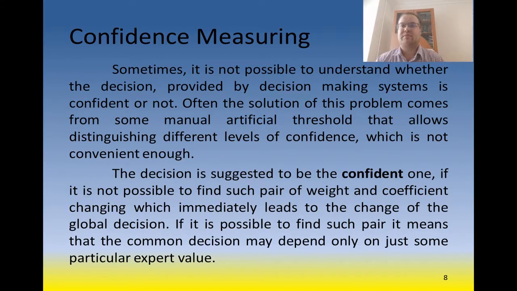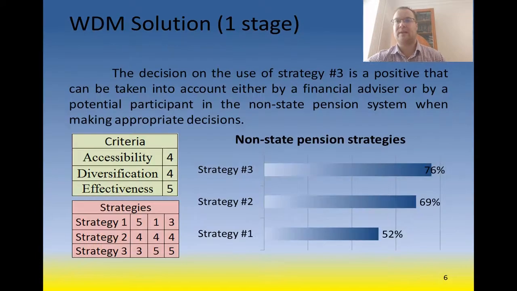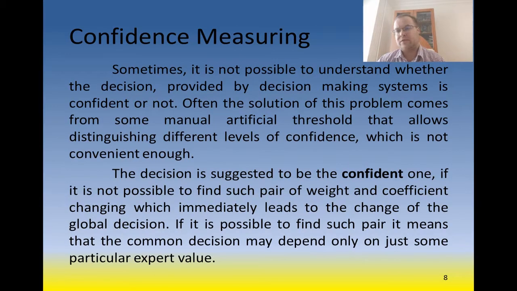Confidence measuring is something new that we applied additionally to the WDM method to estimate if the decision being made is good enough. If you look at this result, 76%, 69%, it's not clear whether this difference of 7% is big or not, if it's a confident decision in favor of strategy number 3 or not. Commonly, there is some threshold which is often applied to make this confidence decision. For example, sometimes we may say that if this difference from first position to second is more than 5%, then this decision is confident. But this is mainly an artificial threshold. We need to put it in, and we want to avoid using such thresholds.